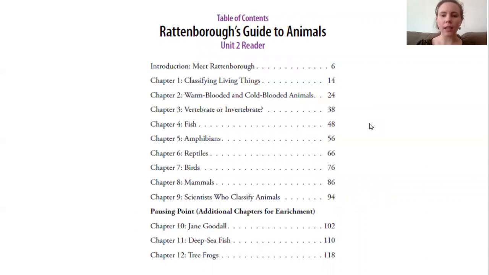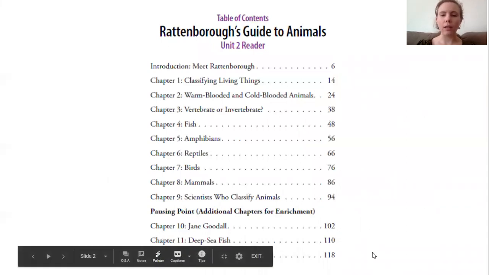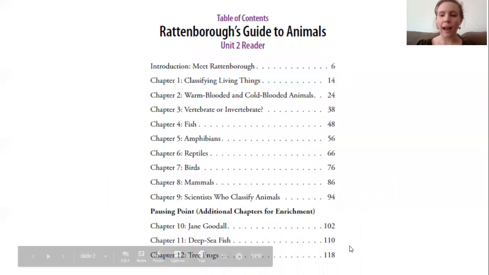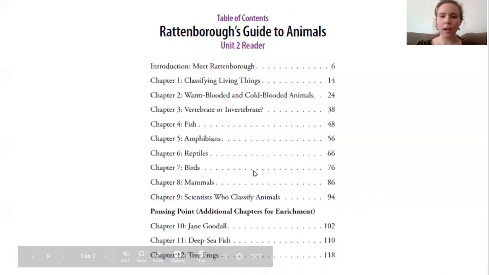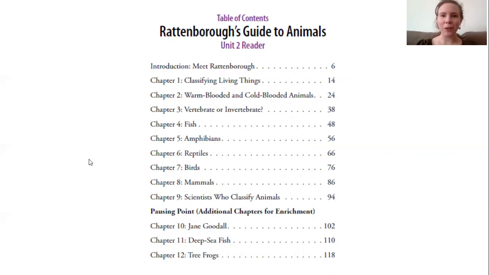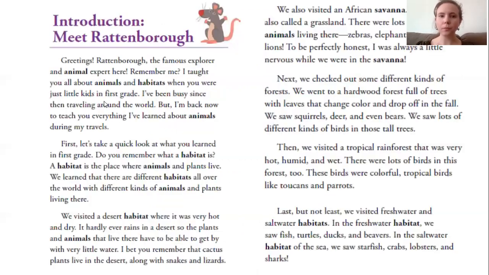So we have our table of contents. We'll have 9 chapters in this unit, and I probably think that we will go ahead and go into these extra passages as well. If you guys have any requests for these, we've got Jane Goodall, deep sea fishing, and tree frogs. If y'all are interested in any of those topics, let me know and I'll make sure to make those videos first. So we're going to start off today with just the introduction, classifying living things, and then I had some materials ready to prepare chapter 2 as well.